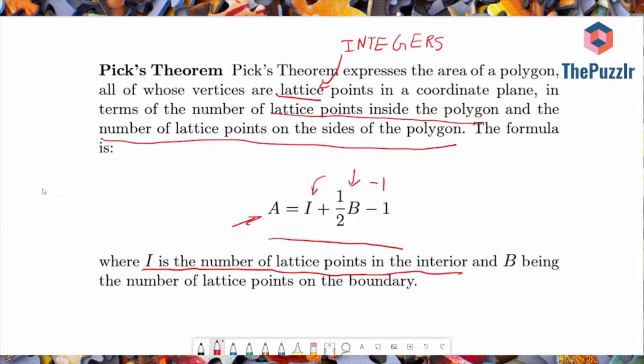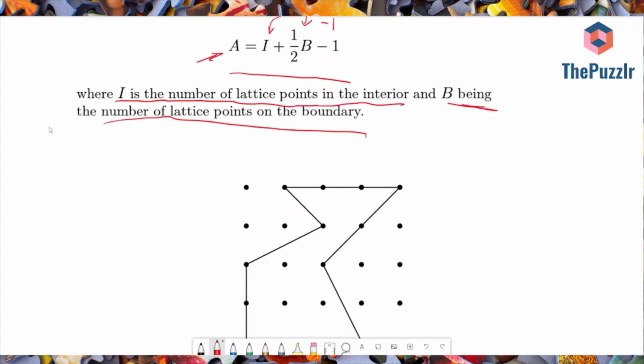It doesn't even have to be a triangle. It can be any polygon. And b is the number of lattice points on the boundary. So let's look at an example.